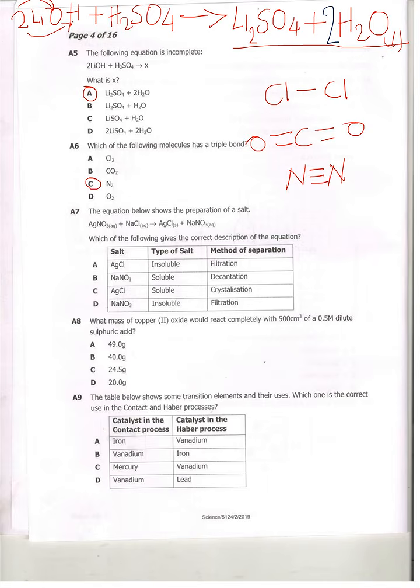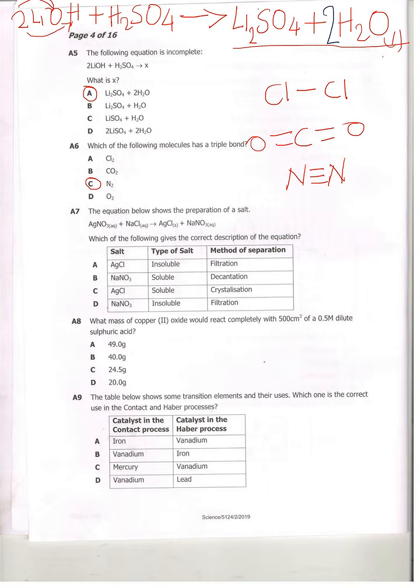So the insoluble salt is silver chloride. You just have to commit that to memory. Then sodium nitrate here is a soluble salt. Now for the question, which of the following gives the correct description of the equation? Multiple choice number A, salt. Silver chloride is a salt, yes.